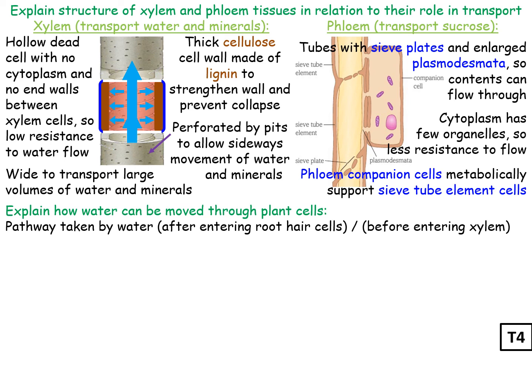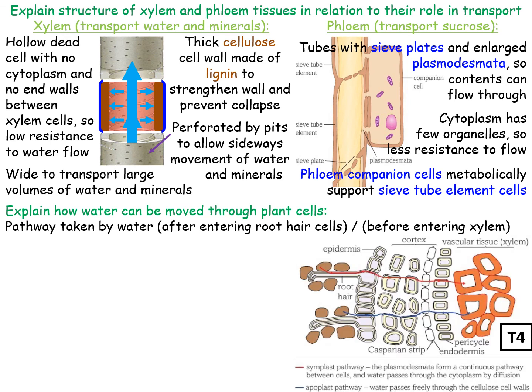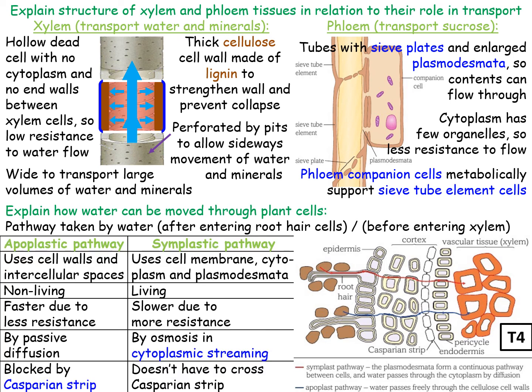Explain how water can be moved through plant cells. In other words, what is the pathway taken by water after they enter the root hair cells or before they enter the xylem? And there are two different pathways. There's the symplast pathway and there is the apoplast pathway from the root hair cells to the xylem. And we compared them.